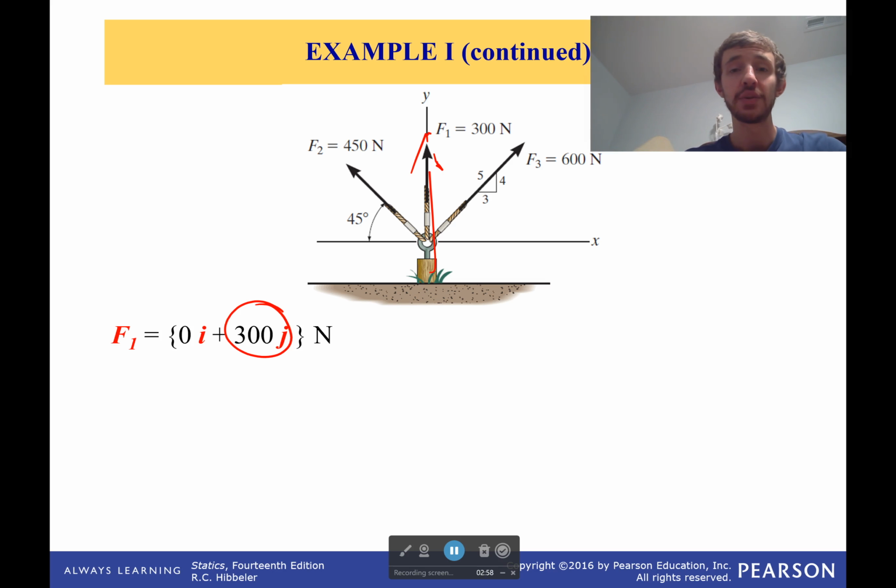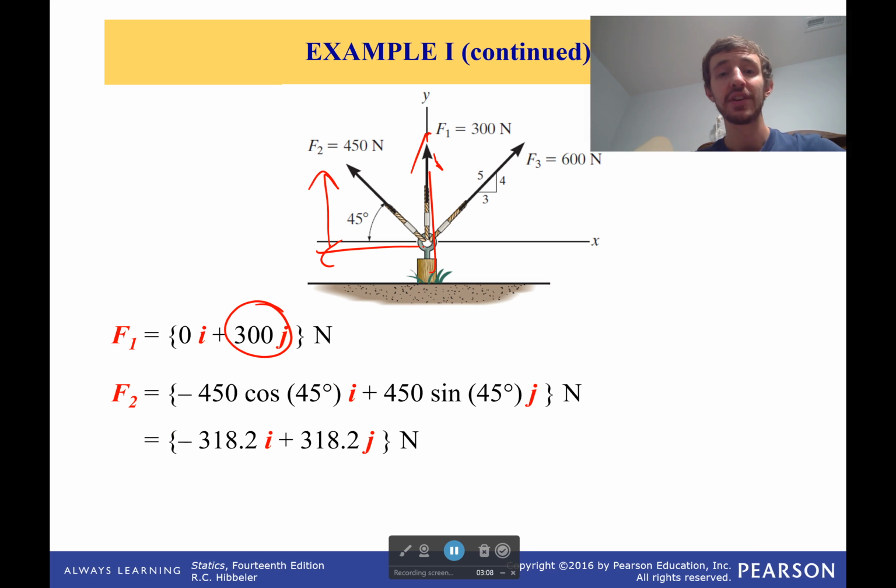Force 2, you can see that it's going in the negative x direction, so it's going to have an x component, and it's going in the positive y direction. So we can use our cosine and sine function to get that. So for the x component, we're going to use adjacent over hypotenuse, a over h, and so it's going to be cosine of 45 times 450, and it is negative. We put the negative sign there because we're not doing cosine of 135. If we were, it would take care of it for us. But since we're using the minor angle, we have to make sure we add the negative in.